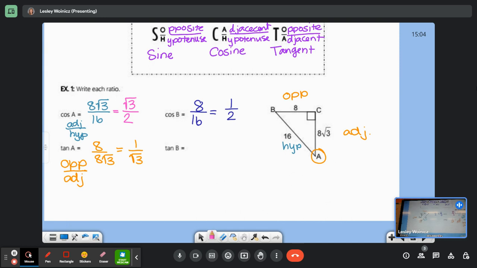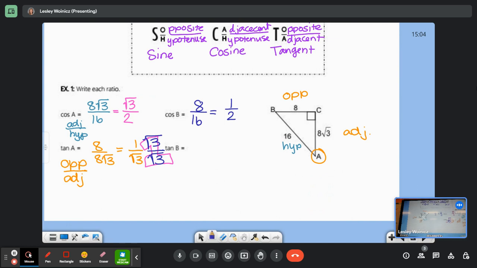Remember that we are allowed to multiply by 1, and it doesn't change our fraction, right? It just changes the way it looks. So if I multiply by 1, and on the top of my 1, I put a root 3, and on the bottom of my 1, I put a root 3.